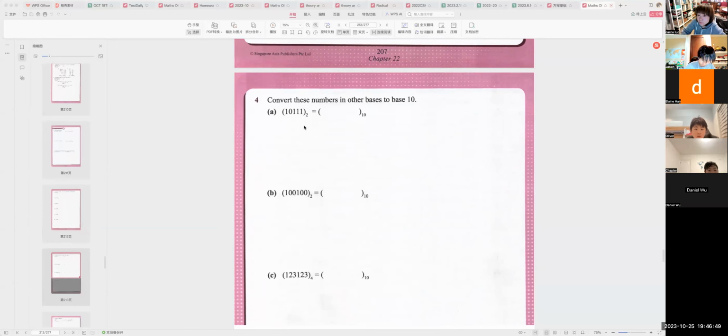OK，好，convert these numbers in other base to base 10. 这个要自己做一下，好不好？ So let's take a look at this one. How to convert? Do you still remember?